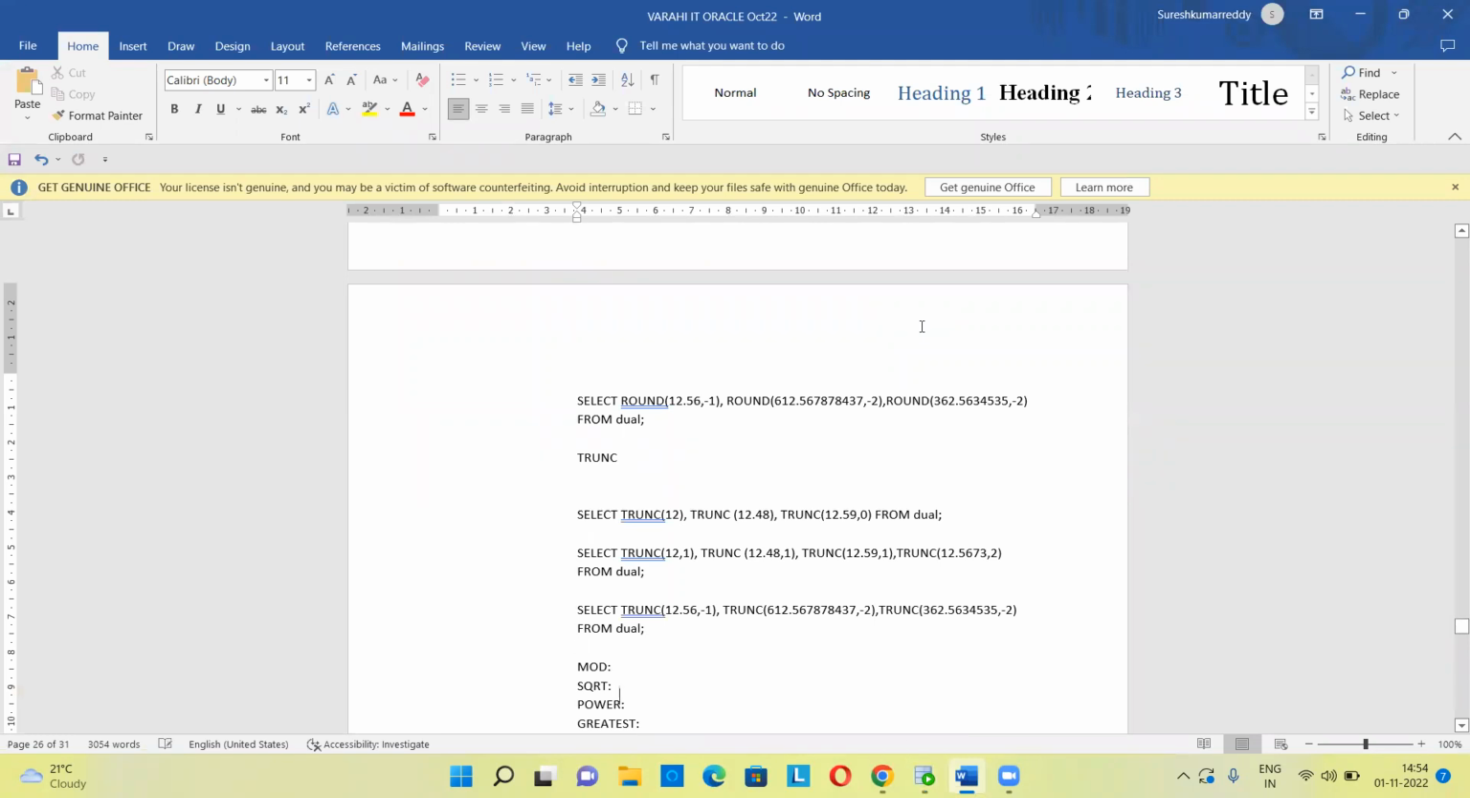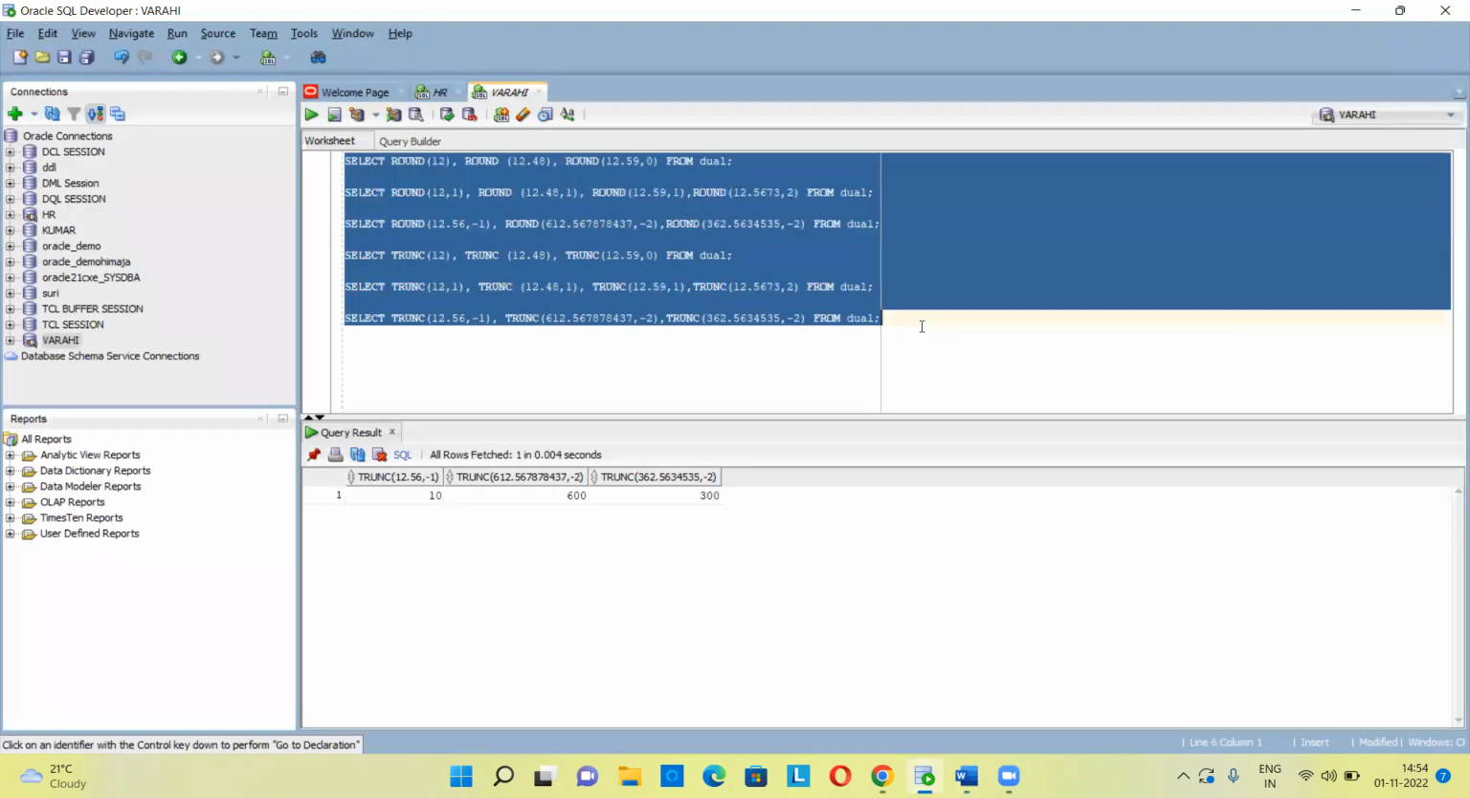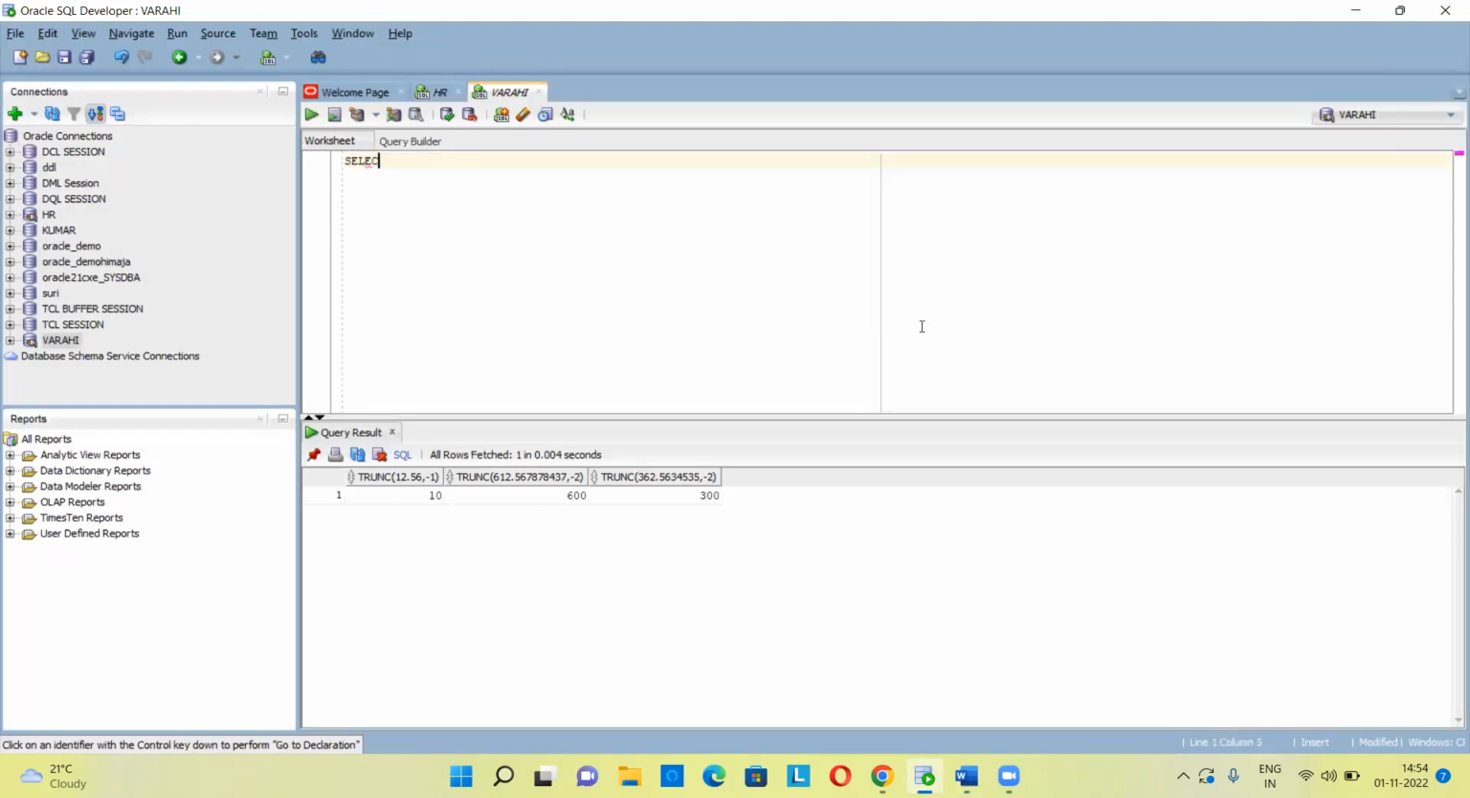Clear, right? Okay. So the last few functions are there: MOD, sqrt. These are small functions we'll see now. I'm just writing one here. I don't know what this is. Let's see first. We'll execute it and then we'll see what this MOD is.